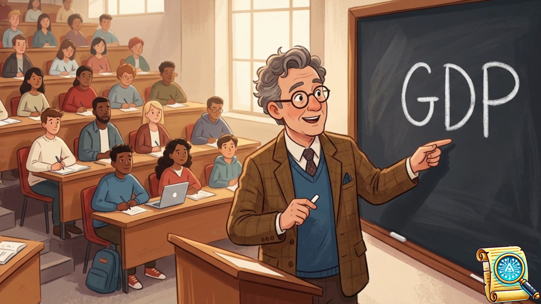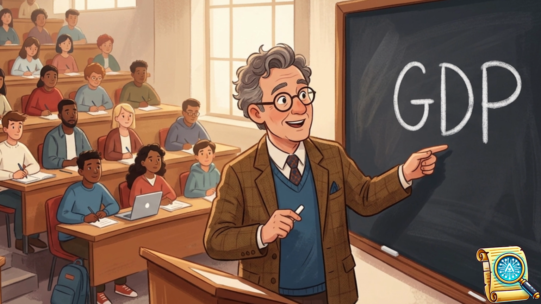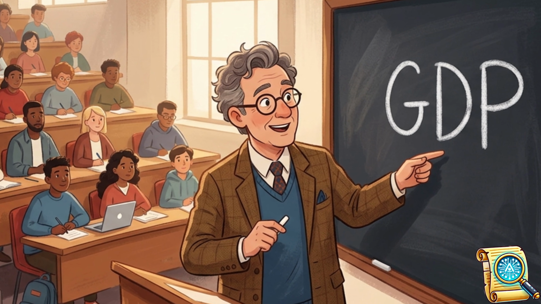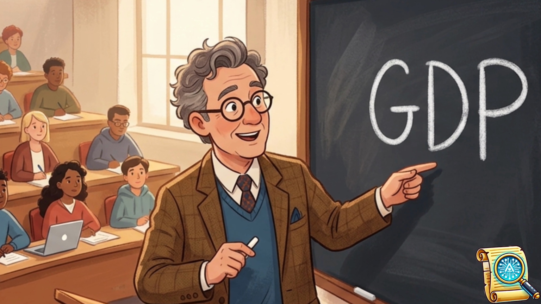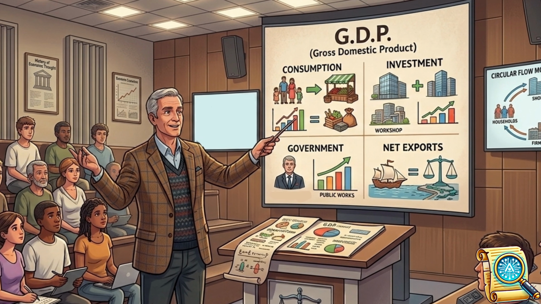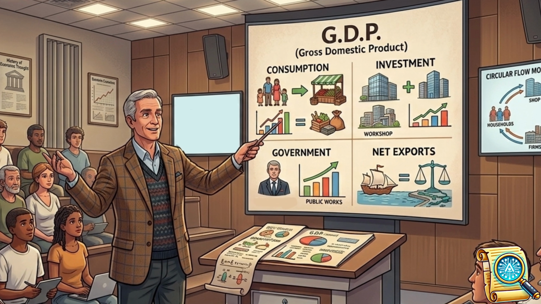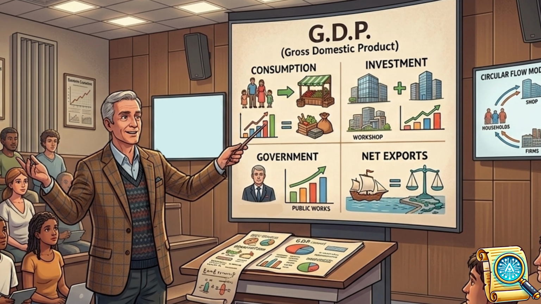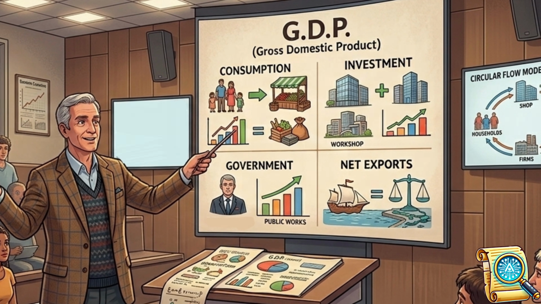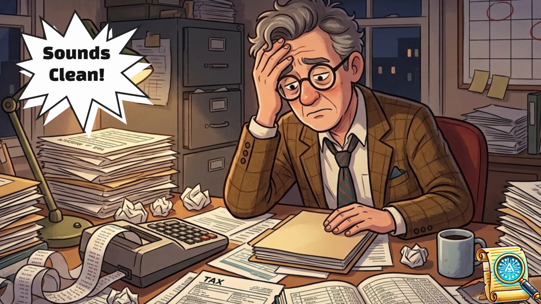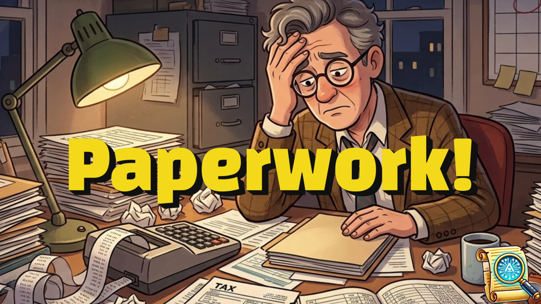The main tool is GDP, Gross Domestic Product. It's the total monetary value of all goods and services produced in a country within a given year. And we calculate it in a few different ways, but the most common is simple. You basically add up all the consumption, investment, government spending, and net exports. Sounds clean, right? The problem is it only works because of paperwork.